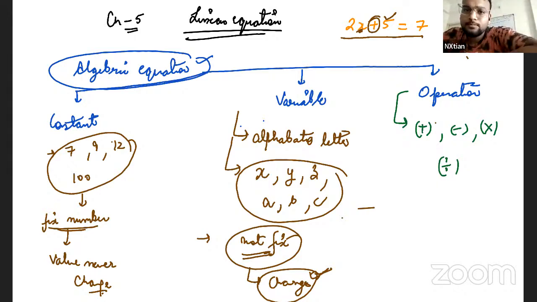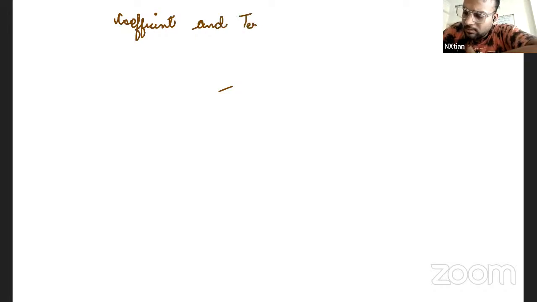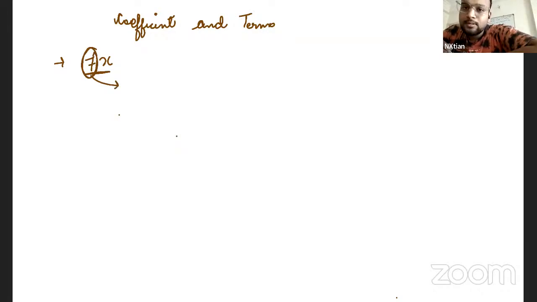Okay, shall I do this now? Now first of all, we'll learn the meaning of coefficient and term. So coefficient is basically, if I'm writing 7x, every time a variable is there, they have some guard in front of them. For example, here the guard is 7. So 7 is the coefficient of x.